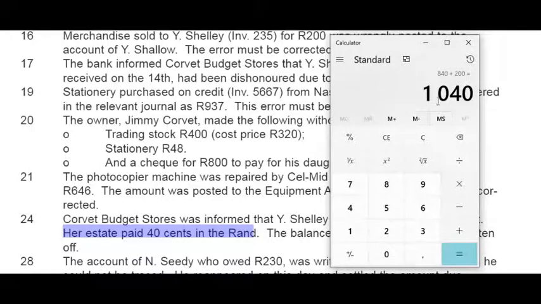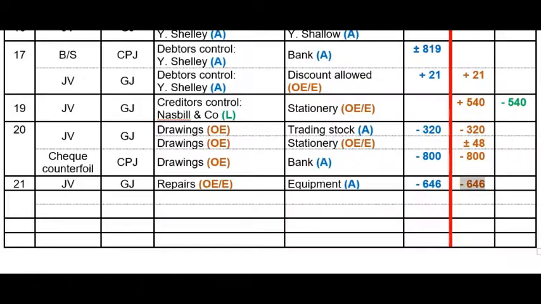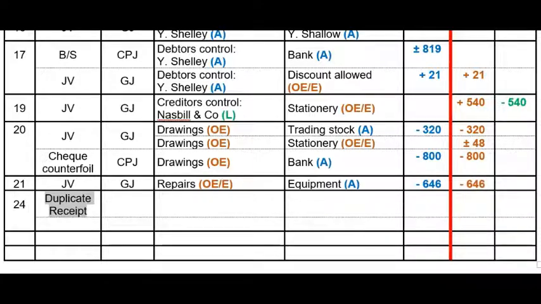40 cents of this, or 40% basically, will be received from her and will be recorded in the CRJ. Let's deal with that part first. So you multiply the value that she owes us with 40 over 100, because 40 cents is 40 over 100. So 416 Rand is actually received from Y Shelley. This will go to the CRJ. On the 24th we will issue a duplicate receipt in the CRJ. Bank will be debited because we are receiving money. Debtors control Y Shelley will be credited. And because both of them are assets, it's plus minus in assets for that 416 Rand.